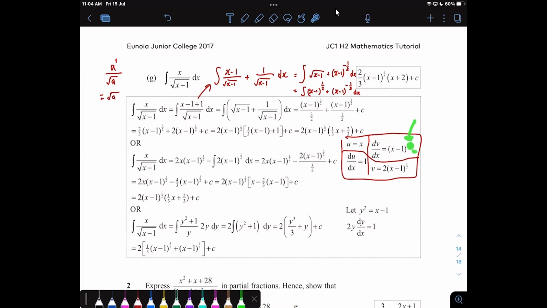Okay, because here x over square root x minus 1 is actually just what? X multiplied by 1 over square root x minus 1. Agree? But what is 1 over square root? Negative half. Exactly, that's how you get your negative half. Square root is positive half, bring up becomes negative half. So x times x minus 1 power negative half. So they pick x to be u, x minus 1 power negative half to be the dv by dx.